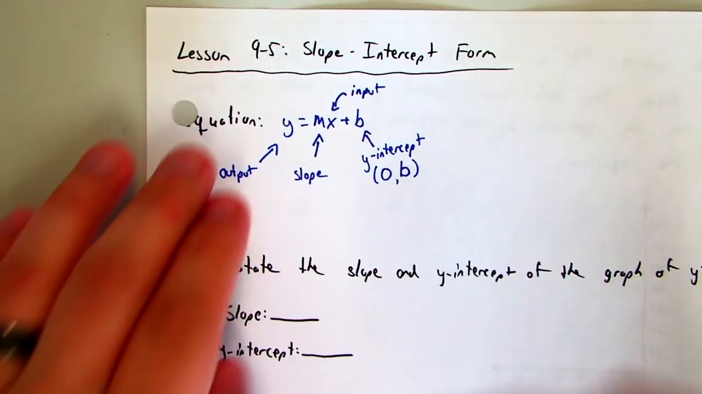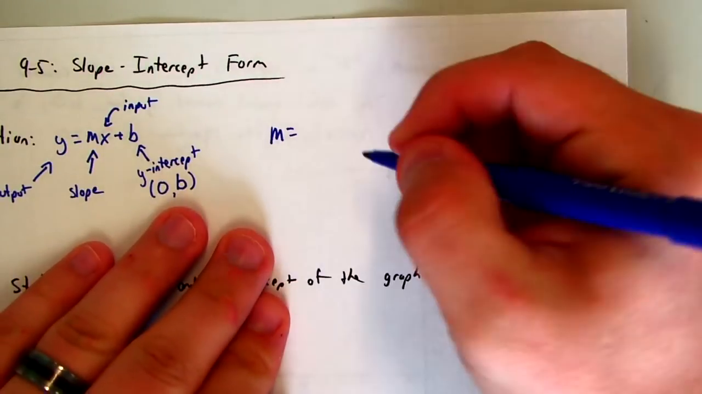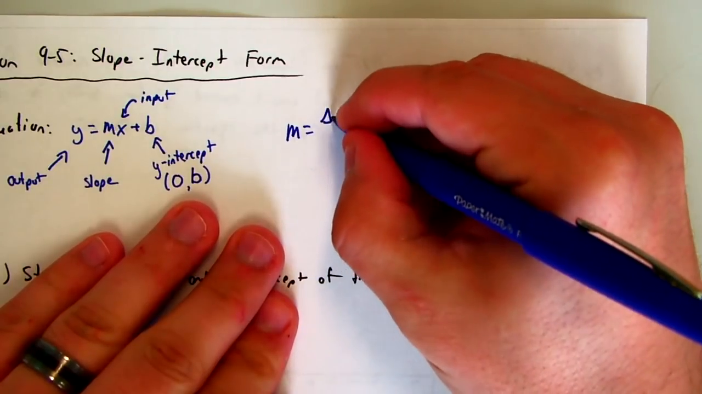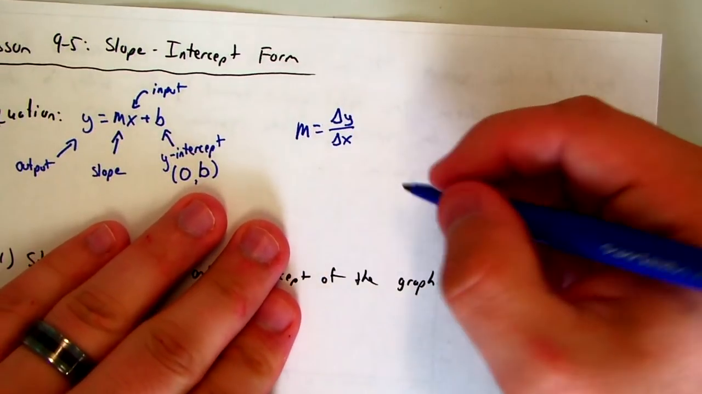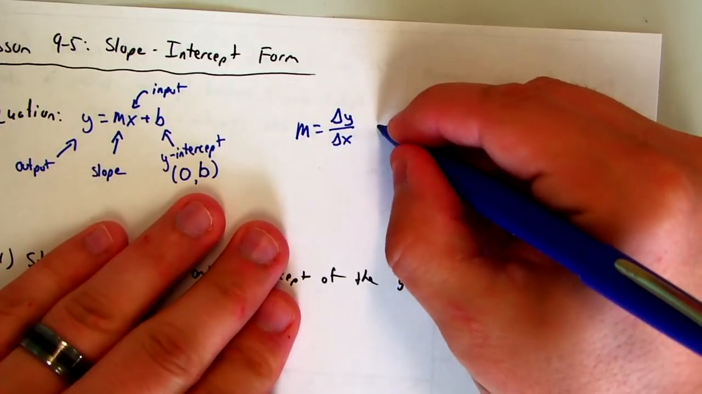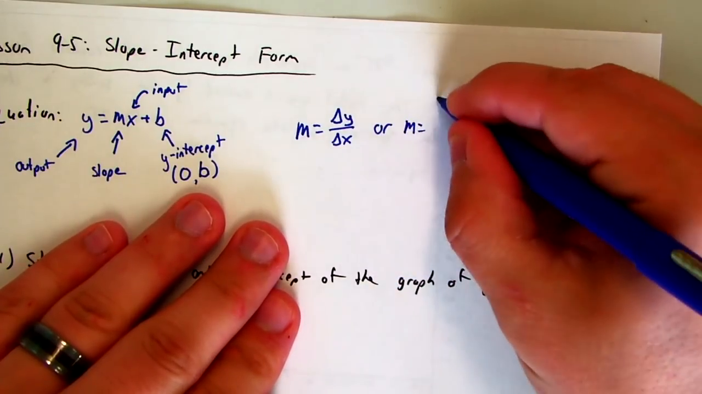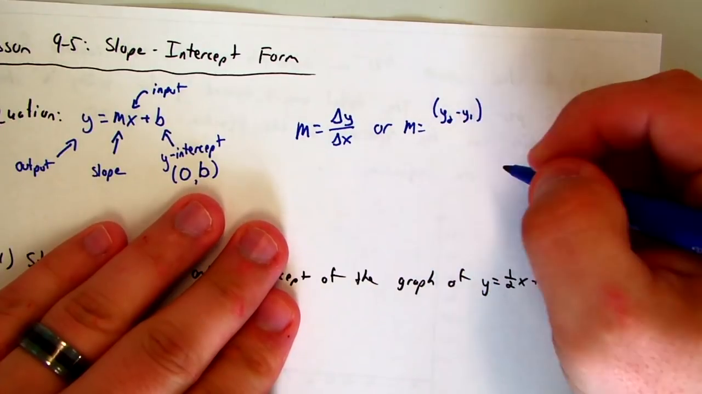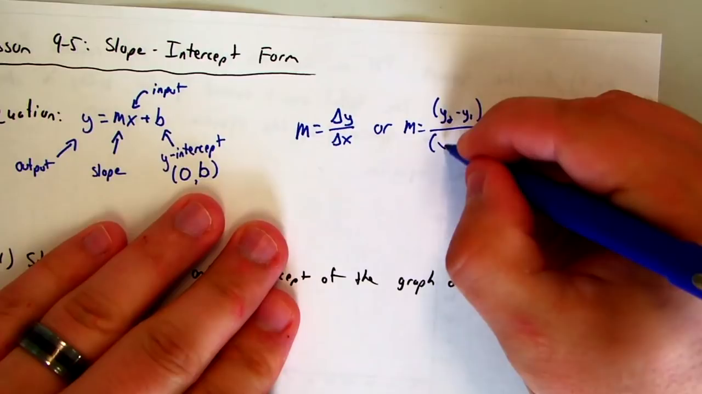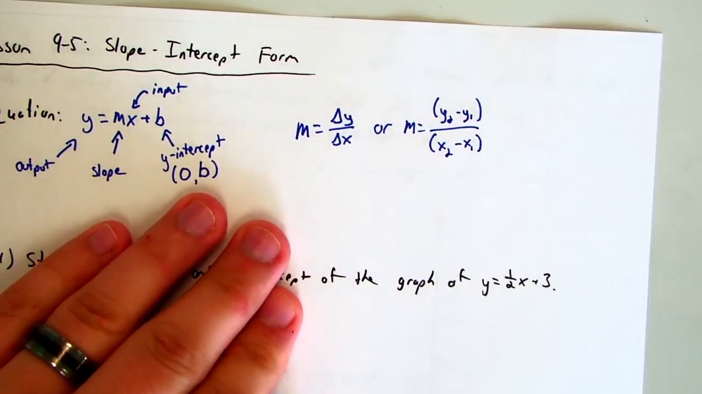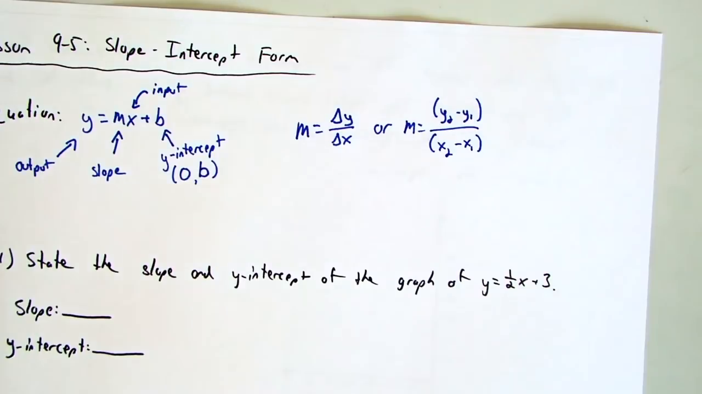Now, if you recall, there are a couple of different ways that we can write the slope. We could either write it as change in y divided by change in x, or the equation is y2 minus y1 divided by x2 minus x1. So whenever we're looking for the slope, we're always going to be looking for two ordered pairs along a line. So let's go ahead and look at some examples here.